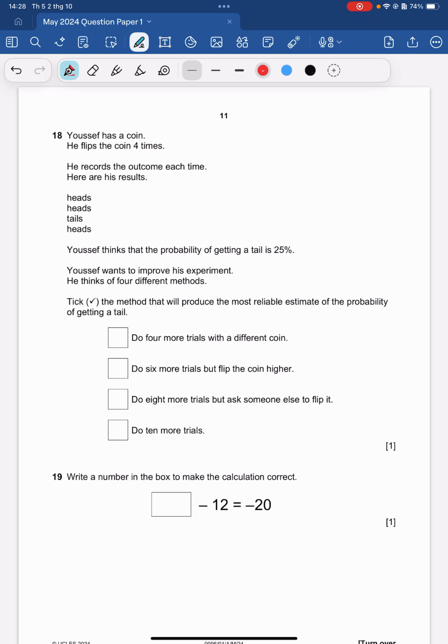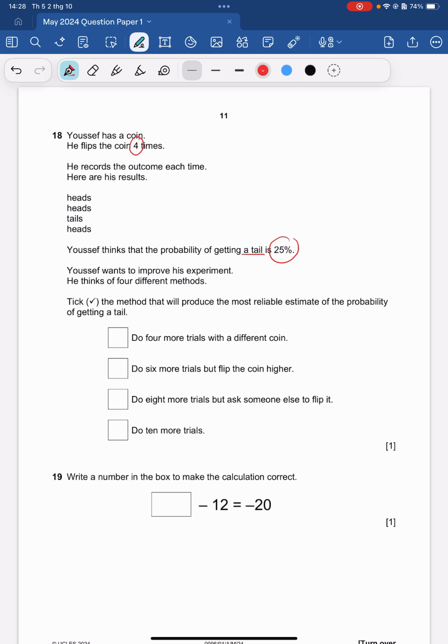Oh, very long. Okay, so he has a coin. He flipped the coin 4 times. He recorded the outcome 8 times. Here are his results: heads, tails, heads. The probability of tails is 25%. He wants to improve his experiment. He's thinking of 4 different methods.